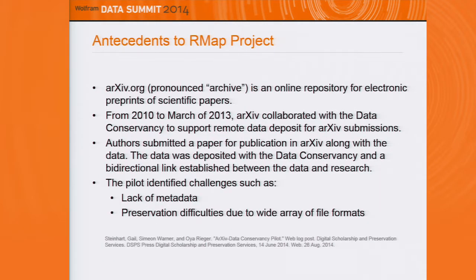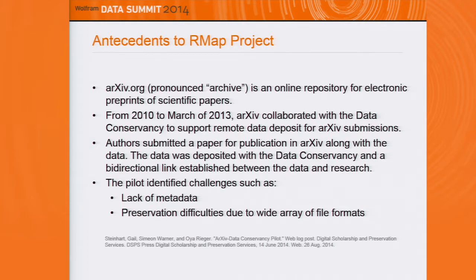There have been some antecedents to the RMAP project. A good example is Archive, which allowed for authors to submit articles. Archive collaborated with the Data Conservancy, also part of RMAP. The authors could submit papers, and their data could be submitted to the Data Conservancy, and then a bidirectional link established the connection. So that was a great example of enabling scholarship to connect to data.